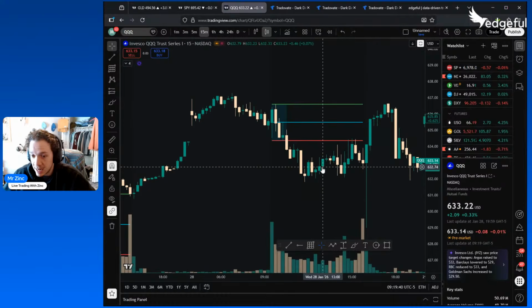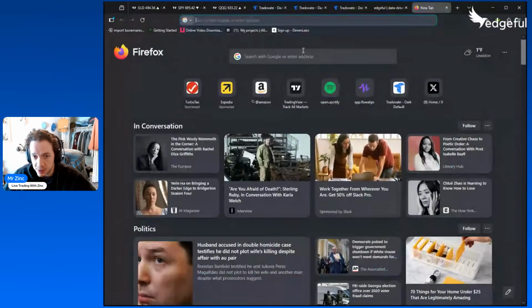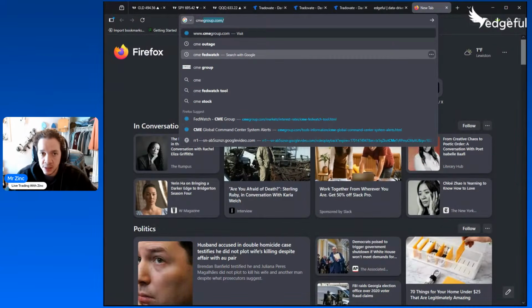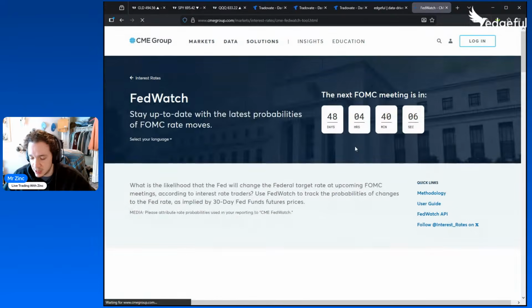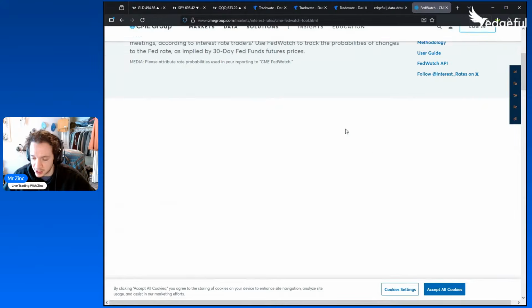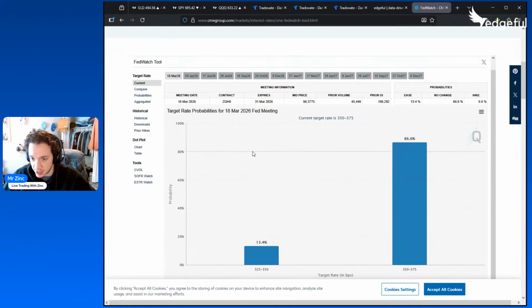FOMC was a nothing burger yesterday. We had absolutely no indication of future rate cuts. CME also kind of priced that in. So we go to CME Fed Watch. They didn't have any indication of what we were expecting for our next quarter, our next FOMC meeting. So that one will be in March 18th. No indication, really unchanged on the rates.